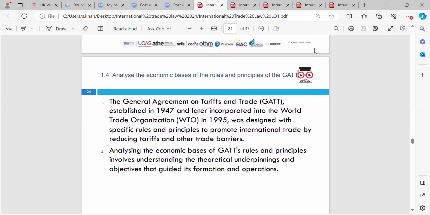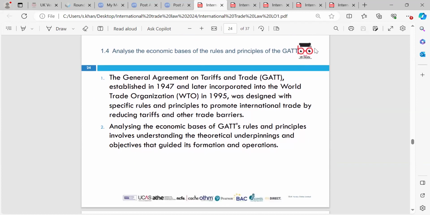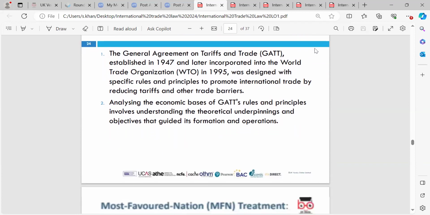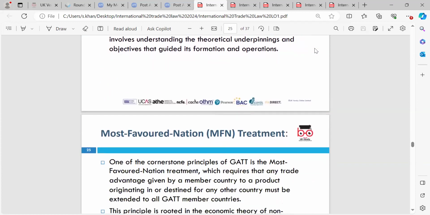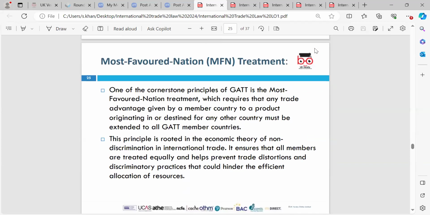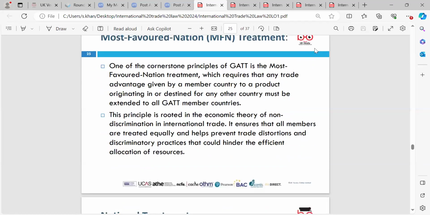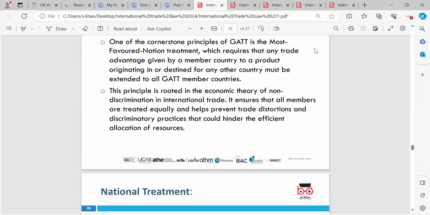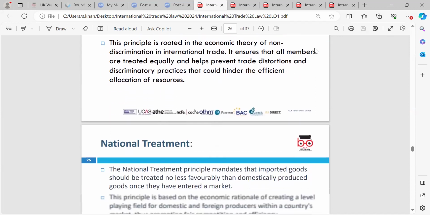We then went on to 1.4, which was to analyse the economic basis of rules and principles of GATT, which is the General Agreement on Tariffs and Trade. And we looked at when it was established in 1947 and how it was incorporated into the World Trade Organization in 1995. We looked at the most favoured nation, MFN, treatment, which was one of the principles of GATT, which requires that any trade advantage given by a member country to a product originating or destined for any country must be extended to GATT member states.